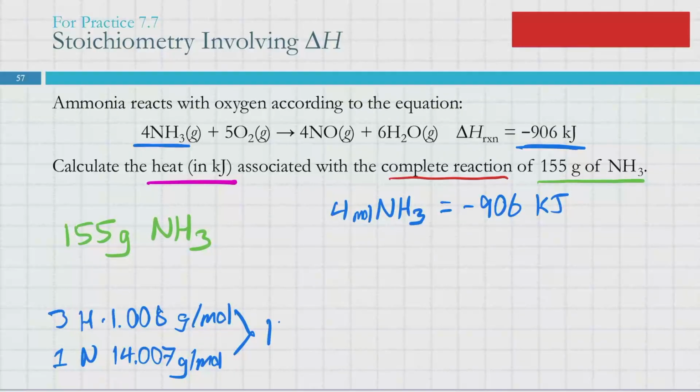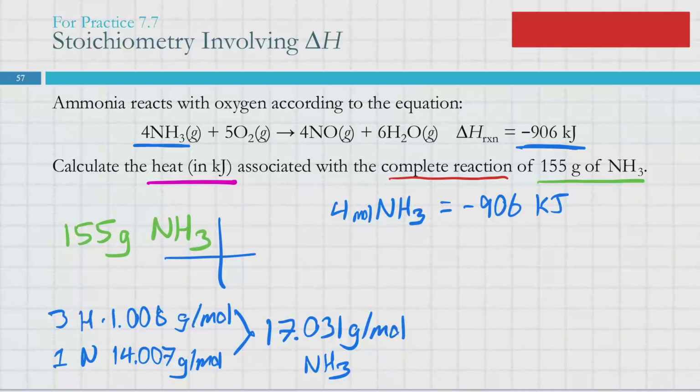Okay, so our molar mass is 17.031 grams per mole for our ammonia. So we can convert from our grams of ammonia to our moles of ammonia, dividing by our molar mass. So the grams cancel, and now we can use our ratio, our 4 moles of ammonia in equals negative 906 kilojoules of energy.